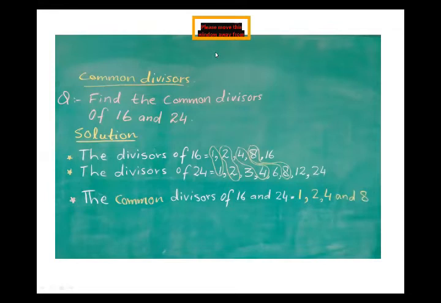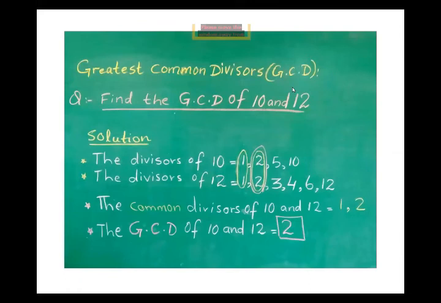Now we start our next topic, which is called the greatest common divisor. If you can understand what a common divisor is, then you can easily find the greatest common divisor. Here you can see on the screen the greatest common divisor. The short form is GCD. Find the GCD of the numbers 12 and 10.